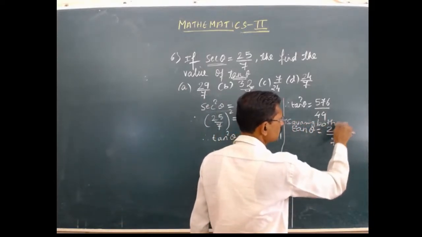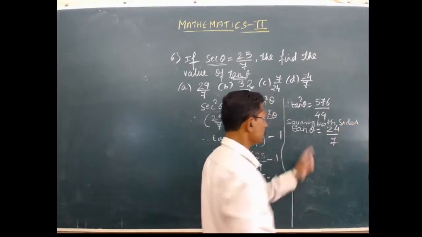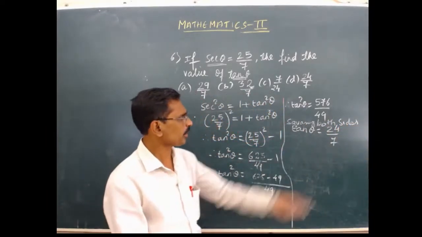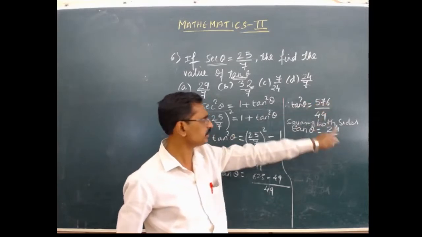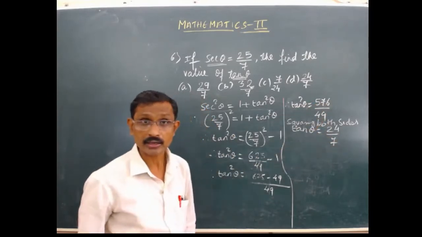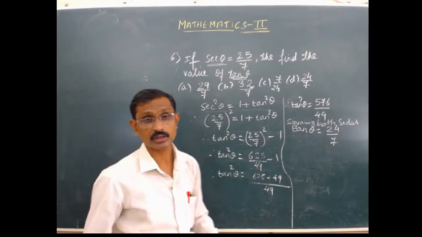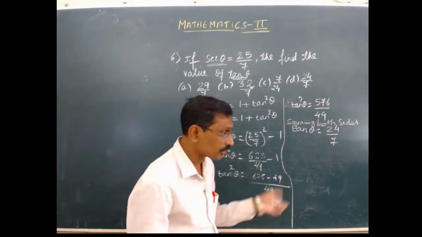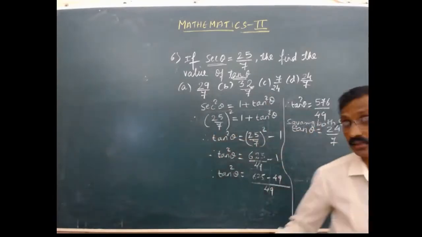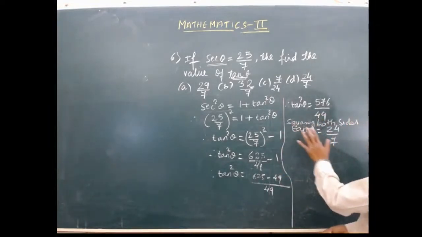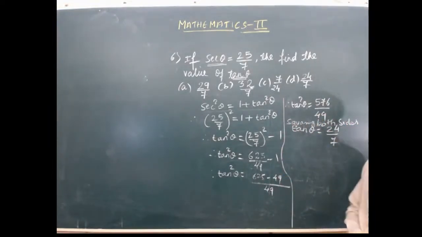No harm. Squaring both sides. Tan theta is equal to the square root of this, which gives 24. Squaring gives me 576, 7 sevens are 49. See the trick, which was so easy. Now let us go to the options part. We got the answer, but let us check whether it is confirmed with our options. 24 upon 7. Let's see.